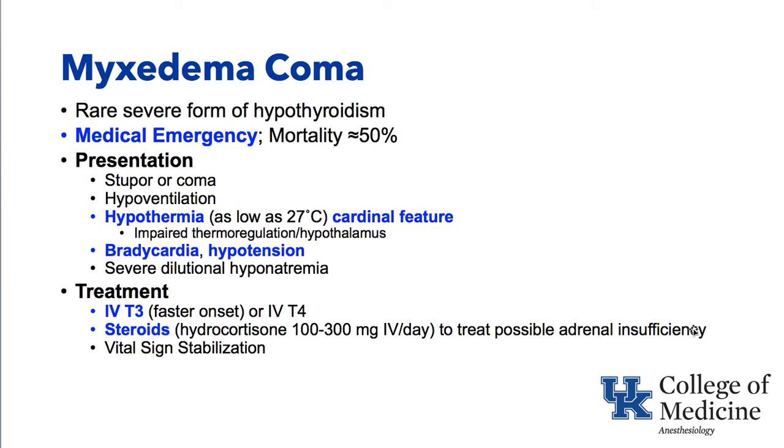Myxedemic coma, the really bad, rare, severe form of hypothyroidism. It's a medical emergency with a very high mortality. Patient presents in coma, not breathing much. They're very cold, which is the cardinal feature, with impaired thermal regulation. They're bradycardic and hypotensive, and they may have a very low sodium. In that patient, you need to jump right on and give intravenous T3, steroids, and stabilize their vital signs, and possibly mechanically ventilate and warm the patient.